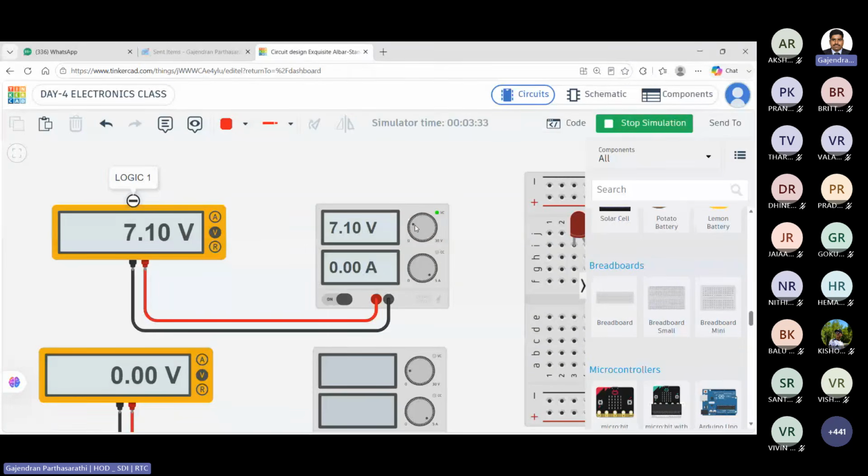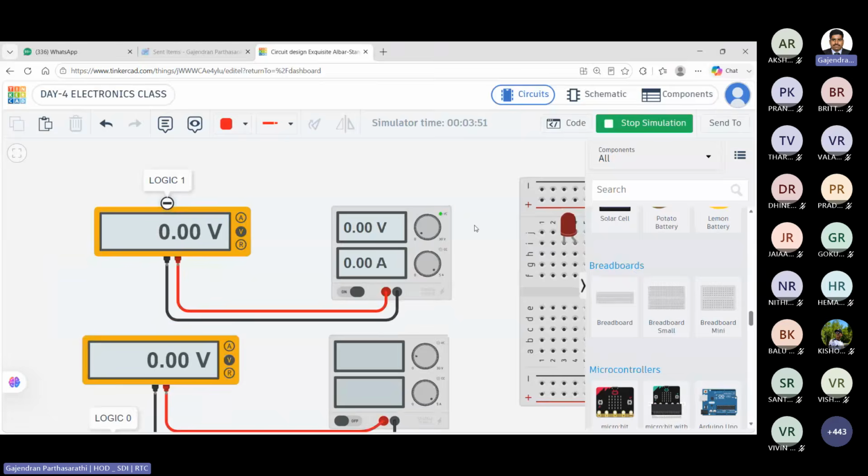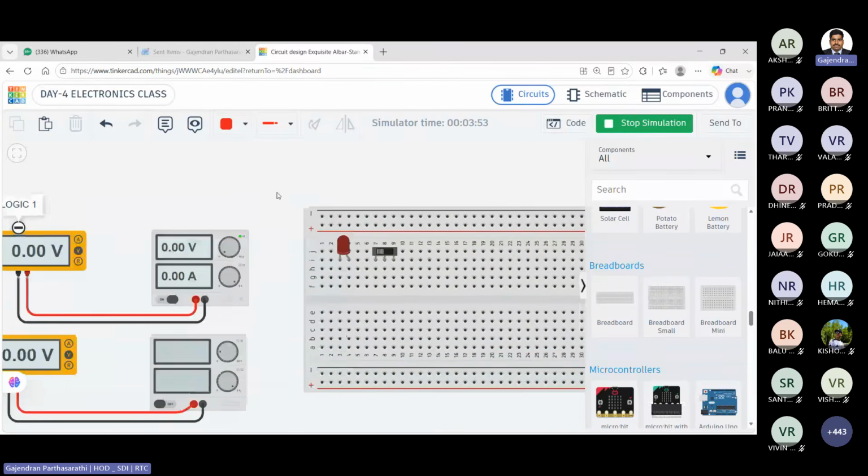Let me explain analog once again. See here, analog means various levels, 0 to 5. In between the levels, I am getting various readings. This is analog. Let me make it a little more clear.